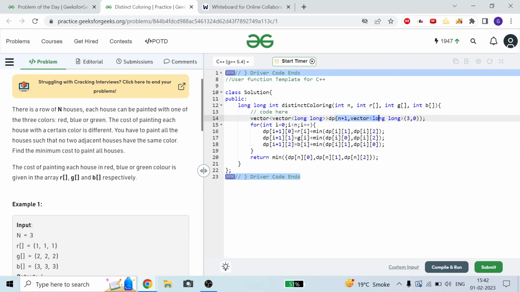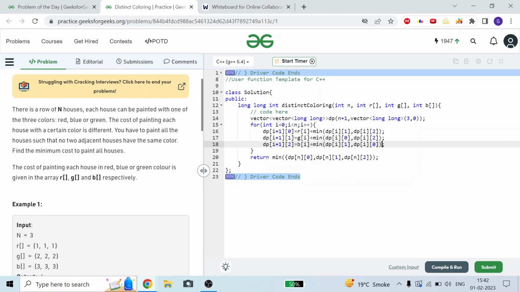I declare n plus 1 size. Okay, I am using 1 base indexing. Now 0 is equal to red: the cost of coloring the ith house in red and the cost of coloring all previous houses in either color 1 or 2. Similarly for 1 it is G: coloring the current house in color G and the previous houses either in red or in blue. For blue, the cost of coloring the ith house in blue and the cost of coloring all the houses from 0 or 1, means red or green.